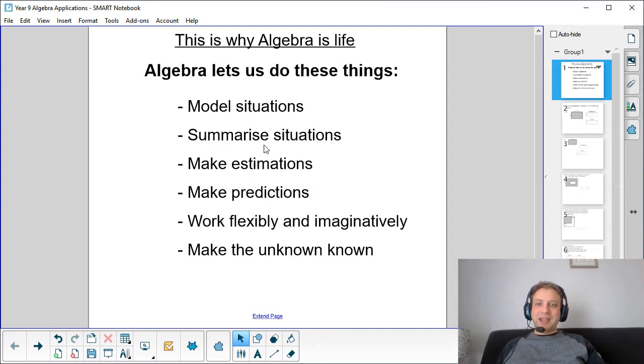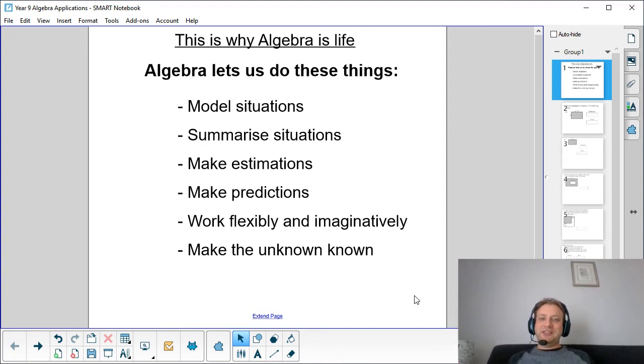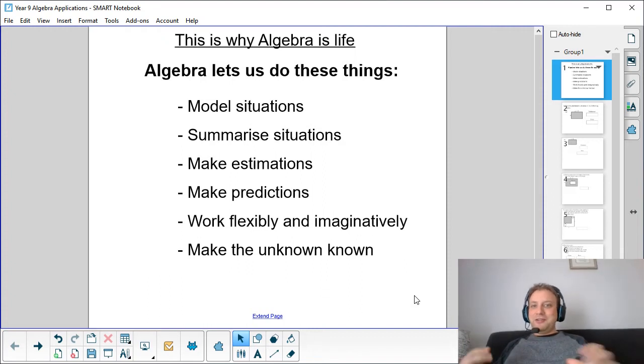It lets us summarize what's happened, so we can make estimations, we can make predictions, and we can work flexibly and imaginatively, because if we can't make predictions about the future, we don't know what's going on. So it lets us actually peer into the future, because we have these algebraic representations of real life situations. It lets us take things that we don't know and gives us a model or a way of figuring them out. So algebra is really good at all that stuff.